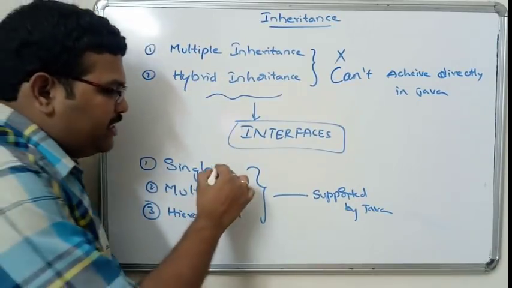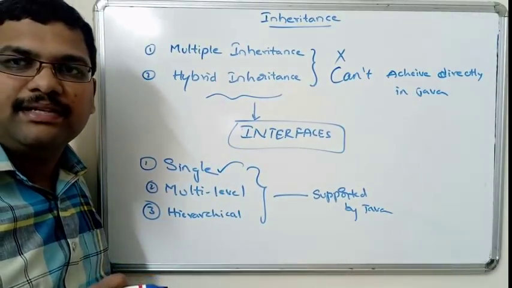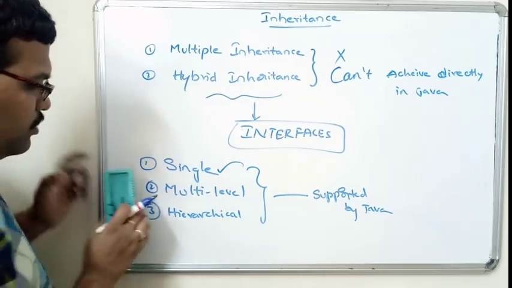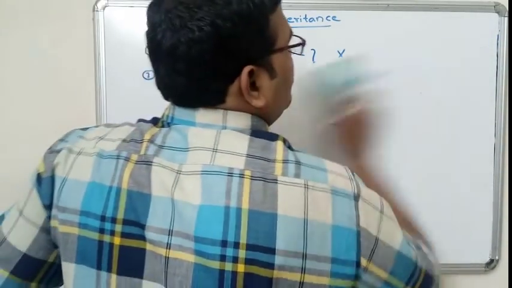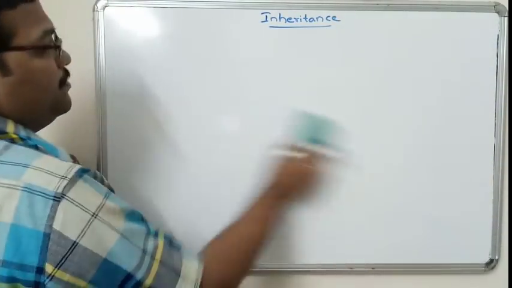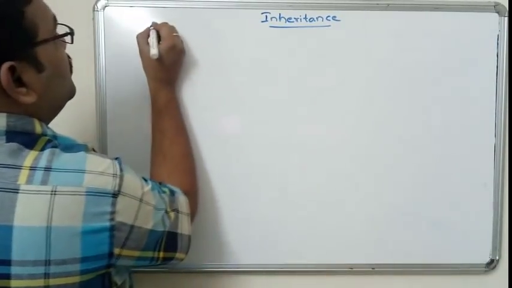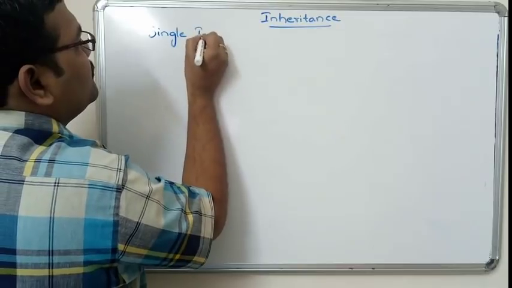So in this session we will see what is meant by single inheritance. That means there will be one base class and one derived class. So the derived class will acquire the properties of the base class. So single inheritance.